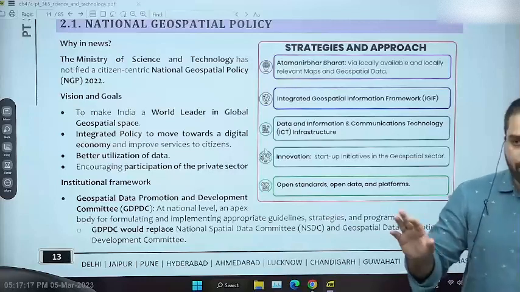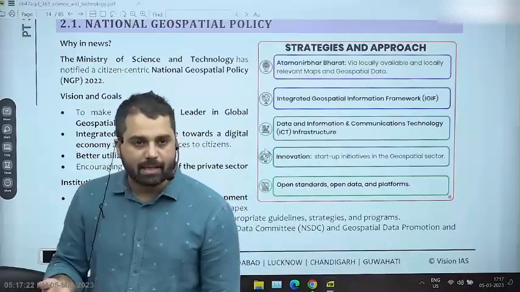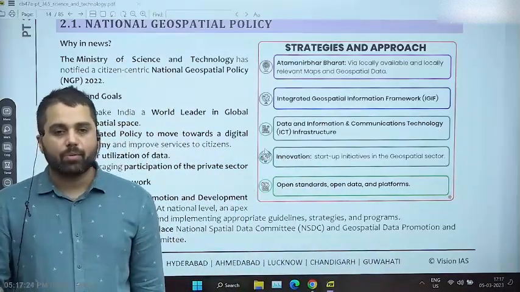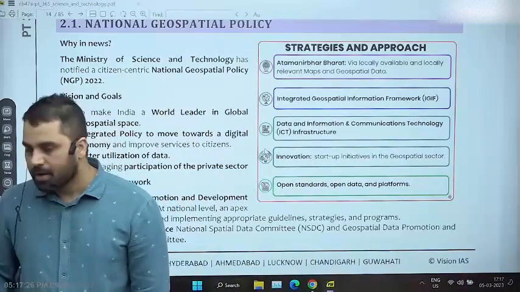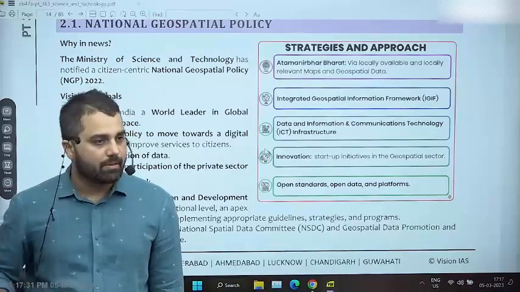So in this we do not need to memorize too much, we just have to understand what the meaning of geospatial data is, and based on that, what type of applications we are talking about. So almost every area in modern times will have some application of geospatial data.